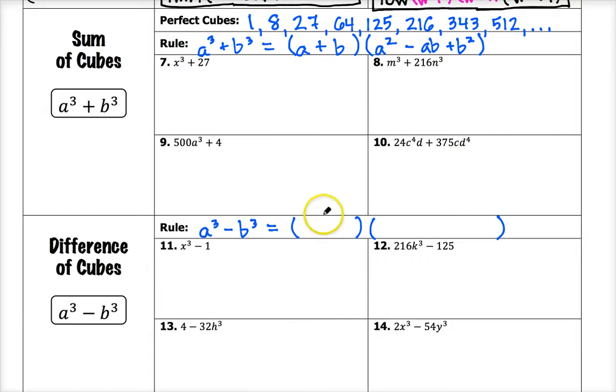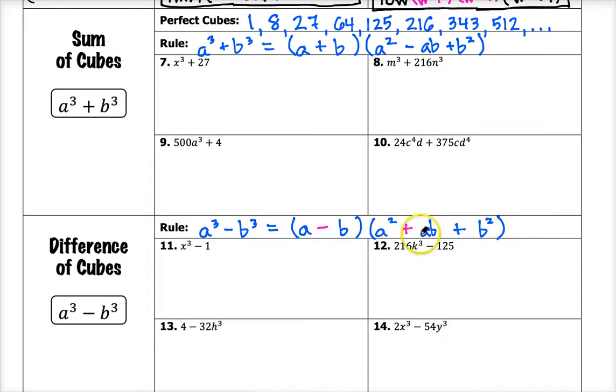So it's still a binomial times a trinomial when you have a difference. You still have an a here and a b here. You still have an a squared here, an ab in the middle, and a b squared at the end. The only difference is for a difference of cubes, this sign is a minus sign, this sign is a plus sign, and then this sign here is still a plus sign for a difference of cubes.